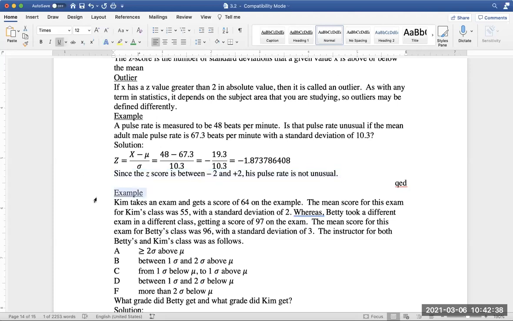Let's do another example. Kim takes an exam and gets a score of 64 on the exam. The mean score on this exam for Kim's class was 55 with a standard deviation of 2. Whereas Betty took a different exam in a different class, getting a score of 97 on the exam. The mean score for the exam for Betty's class was 96, with a standard deviation of 3. The instructor for both Betty's and Kim's class had the following curve.